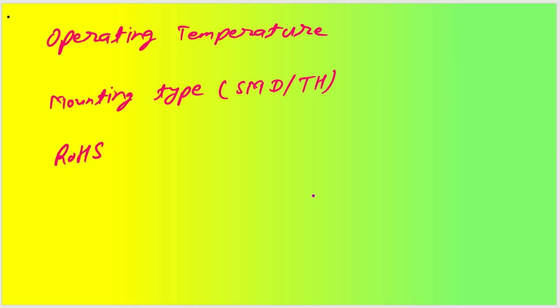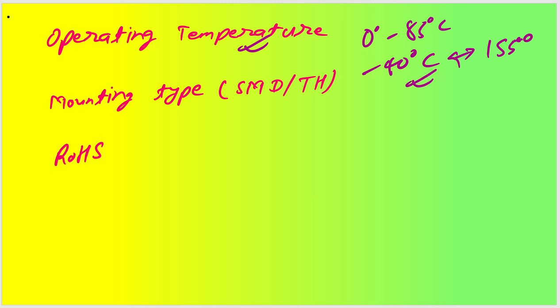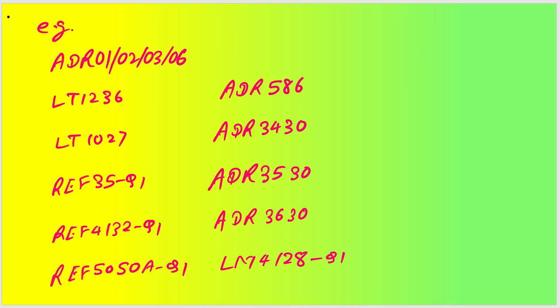The other thing is the operating temperature range, which temperature to which temperature it is going to work. Let's say 0 degree centigrade to 85 degree centigrade, or minus 40 degree centigrade to, let's say, 155 degree centigrade. So it's up to you. Based on your application, you will be selecting your particular IC. What is the mounting type, whether it is surface mount or through hole, and it must be RoHS compliant. Some of the IC series, if I give you, then you can take them up.